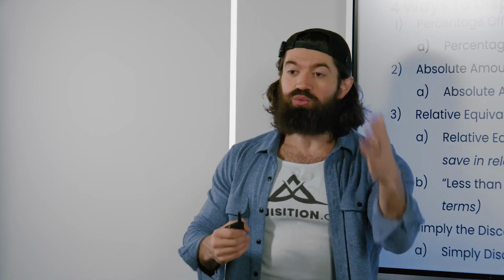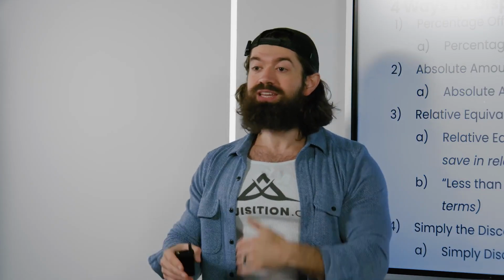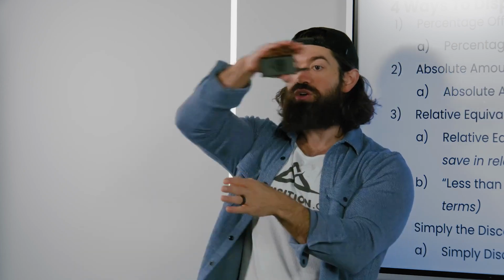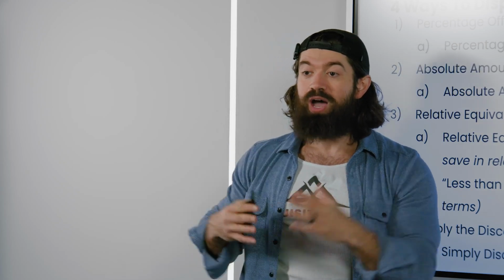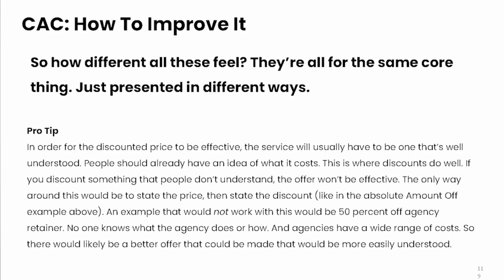Like if 1 month you run 4 months free, and then next month you run $400 off, and then next month you run $800 crossed off $1,200, the market feels like you're changing your offer every month. But internally for you, everything's the exact same. It creates freshness in terms of the advertising. So how different do all those feel? They are all the same thing, just presented in different ways. And that's why we do this.